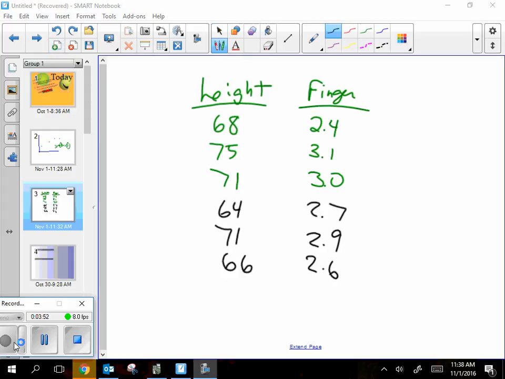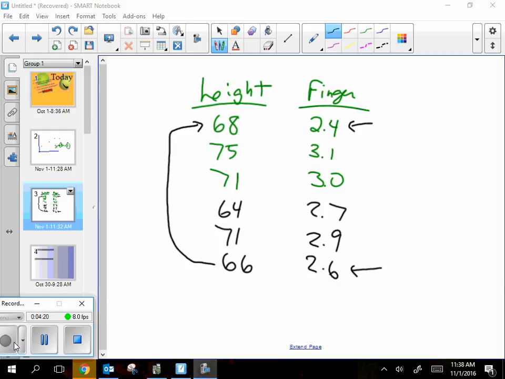Okay, so I'm updating the video here. We are noting that there are some weird things where this person was 66 inches compared to this person was 68, but yet they had a longer finger. 2.6 versus 2.4. That is kind of counterintuitive, but it was real data. The calculator will use that and give us the best line of fit that it can for these.